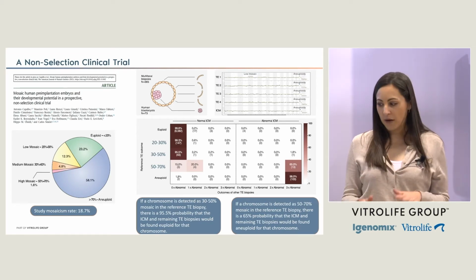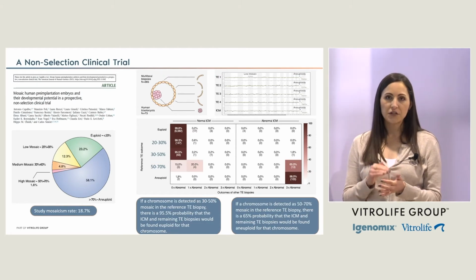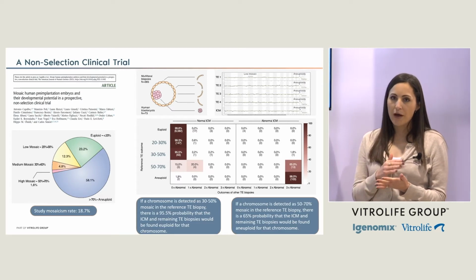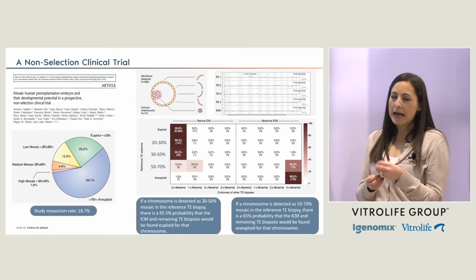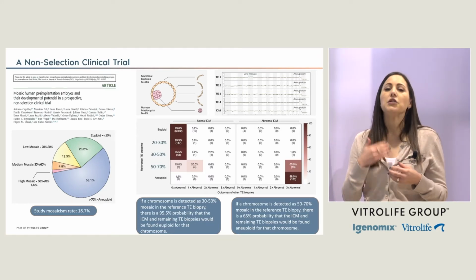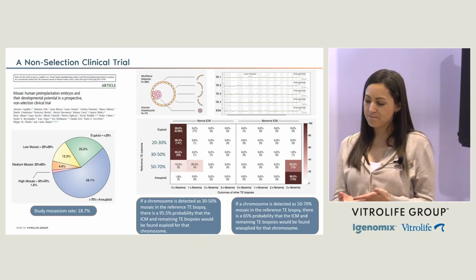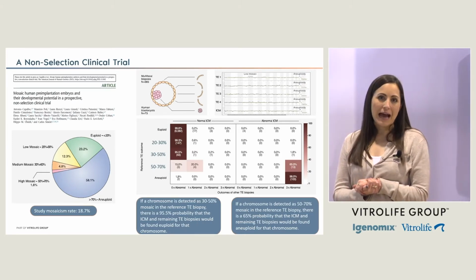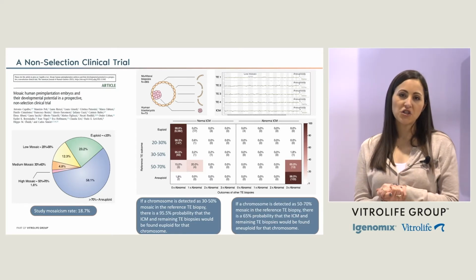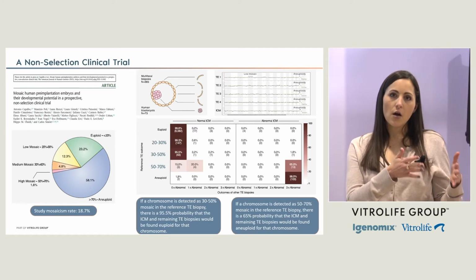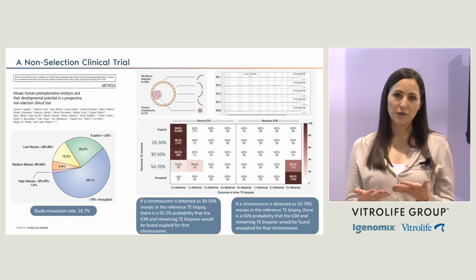So some key takeaways from this. For embryos where the reference trophectoderm biopsy was reported to have a chromosome within the copy number variation range of 30 to 50%, 95.5% of those had a euploid inner cell mass, and all subsequent trophectoderm biopsies were also euploid. Greater than 99% of embryos that had a chromosome with a copy number variation below 30% had a euploid inner cell mass, and all subsequent trophectoderm biopsies were also euploid.